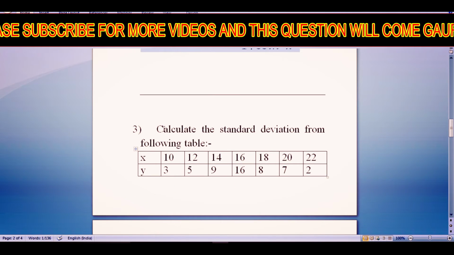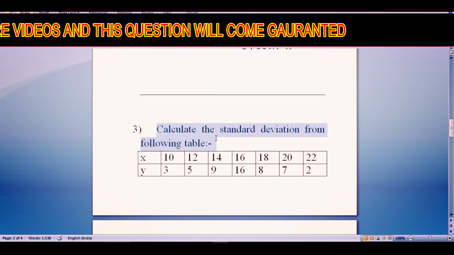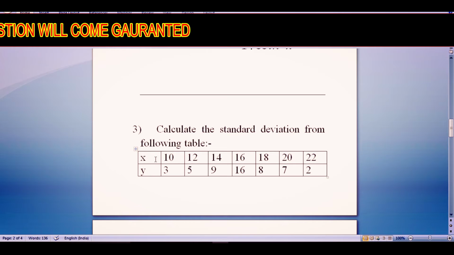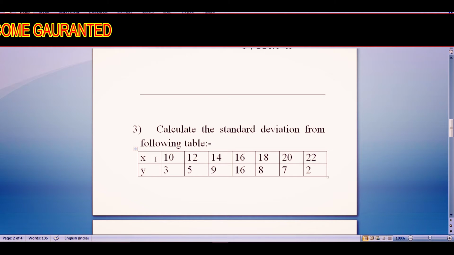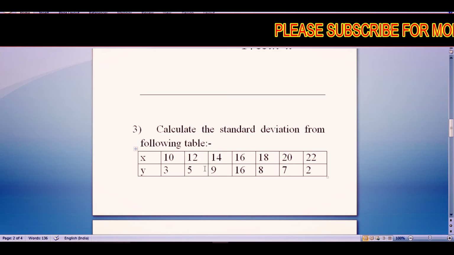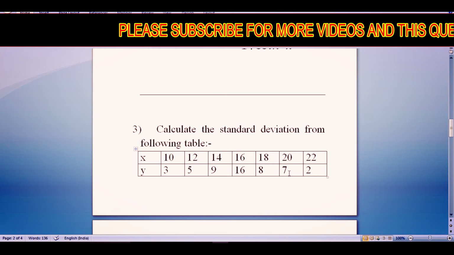Question number 3. Calculate the standard deviation from following table. The values given in the table are from x to y, which are respectively 10, 3, 12, 5, 14, 9, 16, 16, 18, 8, 20, 7, 22, 2.